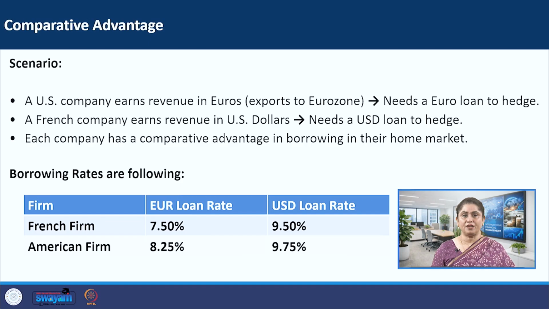Similarly, we have a French company that earns in dollars. Now, this company is earning in dollars, so it is having receivable in dollars, that is the assets in dollars. So, in order to hedge these assets in dollars, it will need to raise a dollar liability to hedge its receivable. Now, each company has its own comparative advantage in the borrowing in their home market. Now, let us understand that.